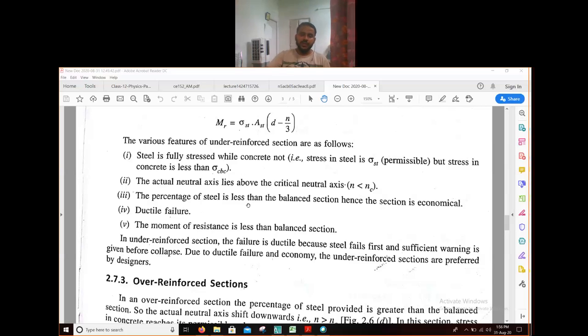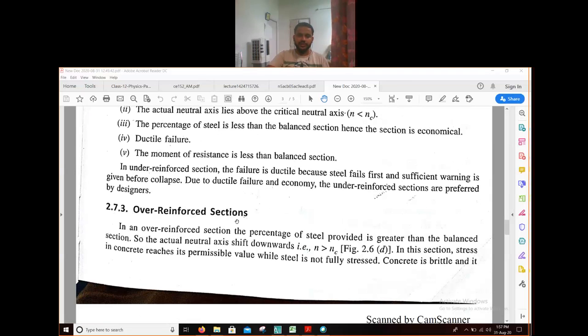So in under reinforced section, you can see the failure is ductile because steel fails first and sufficient warning time is given before collapse. Due to the ductile failure and economy, the under reinforced sections are preferred by designers. That is the most important thing about this under reinforced section. And the moment of resistance is less than the balanced section. So these are the various features of under reinforced section.